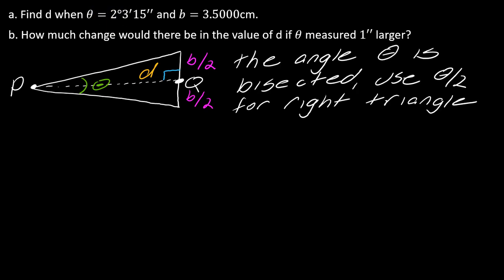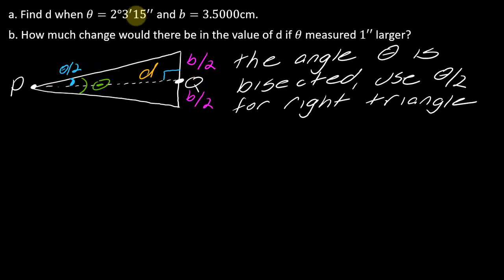The angle theta here is being bisected, so we can use theta over 2. Notice that I've really got a right triangle going like this. This part here is how we're going to figure out d. Even though I have all of these pieces, I really just need to focus on this little triangle. Let's label this angle as theta over 2. I'm trying to figure out this distance d.